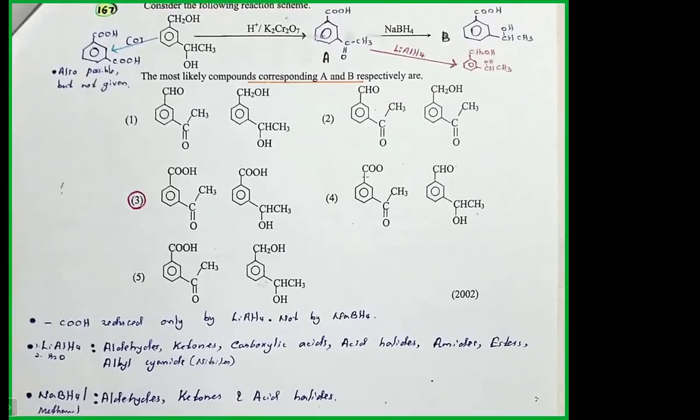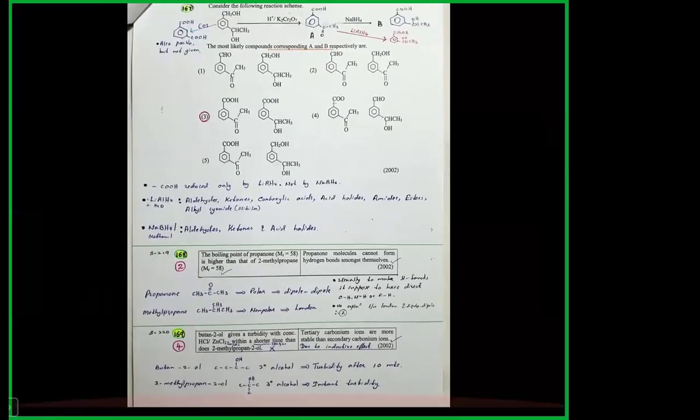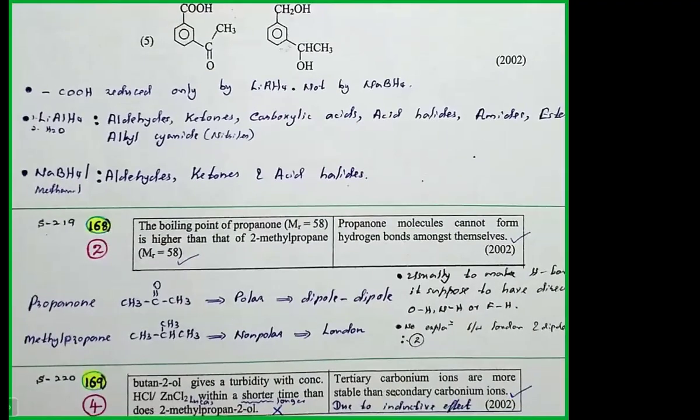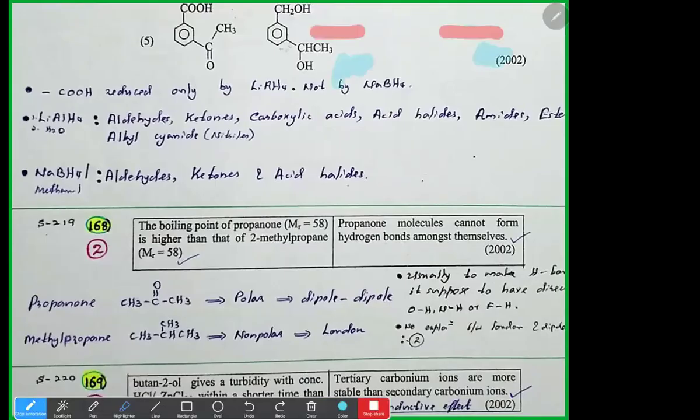Moving on. 168. The boiling point of propanol is this compound, and 2-methyl propane is this. Dipole and London dipole is greater, so it is supposed to be higher. The statement is correct. Propanol molecules cannot form hydrogen bonds amongst themselves.